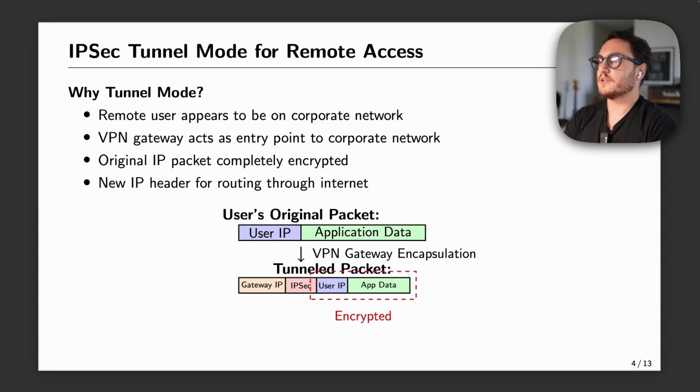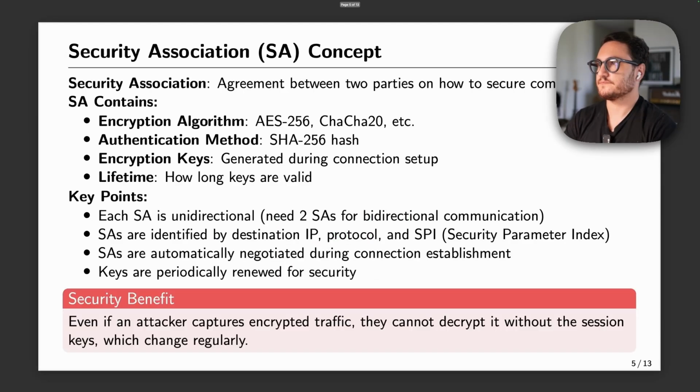So why tunnel mode? The idea is to have the original packet that contains the user IP header and the application data, encrypt everything, tunnel it into a packet that contains the new IP header that targets the VPN gateway, the VPN server, a small IPsec header, and then the original encrypted data.